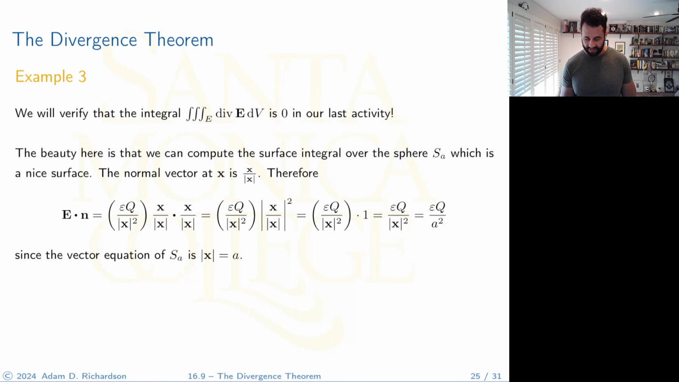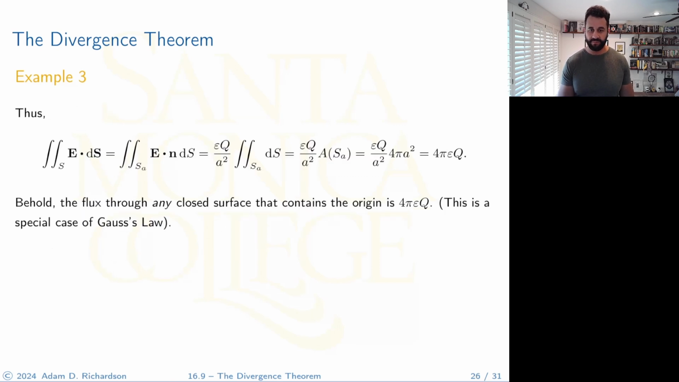But also remember that the length of that vector x is a, because we're on a sphere of radius a. So we get this right here. That's it. So this dot product is just equal to this value right here, and that's going to make things super easy. Here we go. So this surface integral is equal to the surface integral over that tiny sphere of radius a. We just found that this dot product is equal to this. So it's just a constant multiple, which we can pull out of the double integral. And now we're left with this.